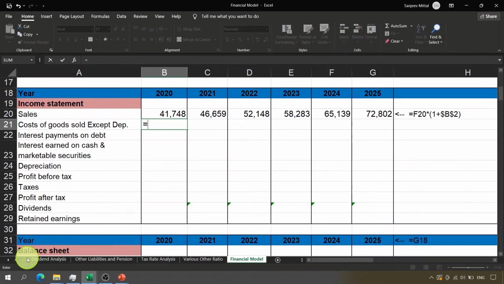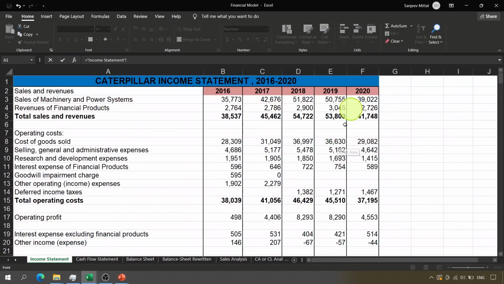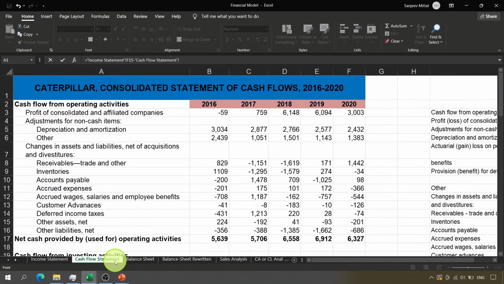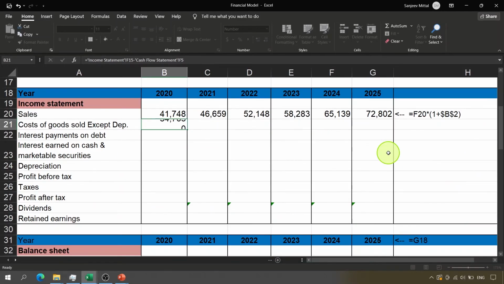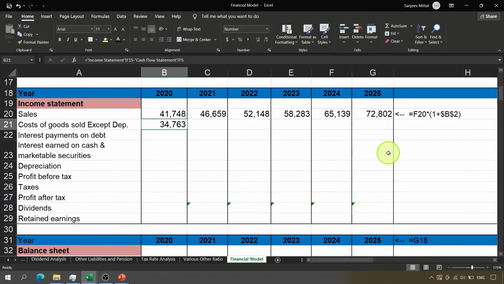So I shall go to our income statement and inside it, we know that for the year 2020, the total operating cost is 37,195. Now, from this operating cost, I shall reduce the depreciation because we don't want to show the number of depreciation here. So this depreciation number for the year 2020 has been reduced from here. After that, the number which we received, 34,763, is our cost of goods sold except depreciation.